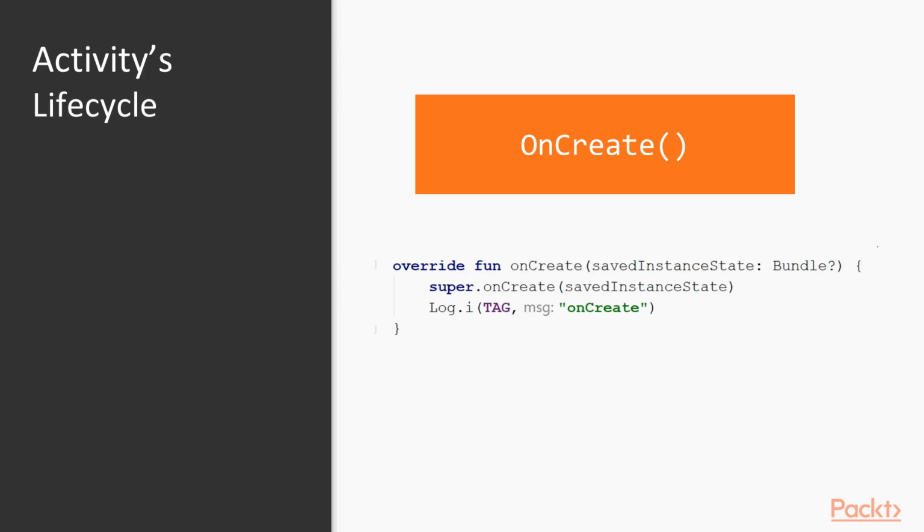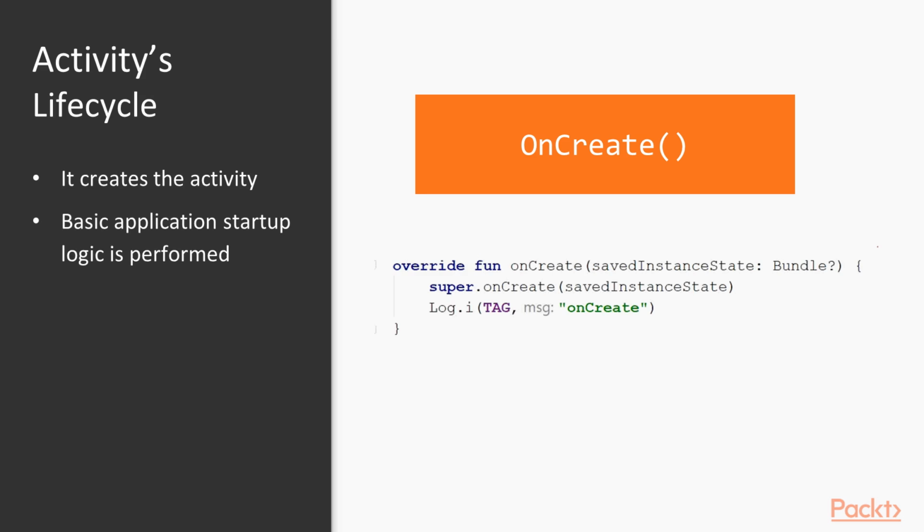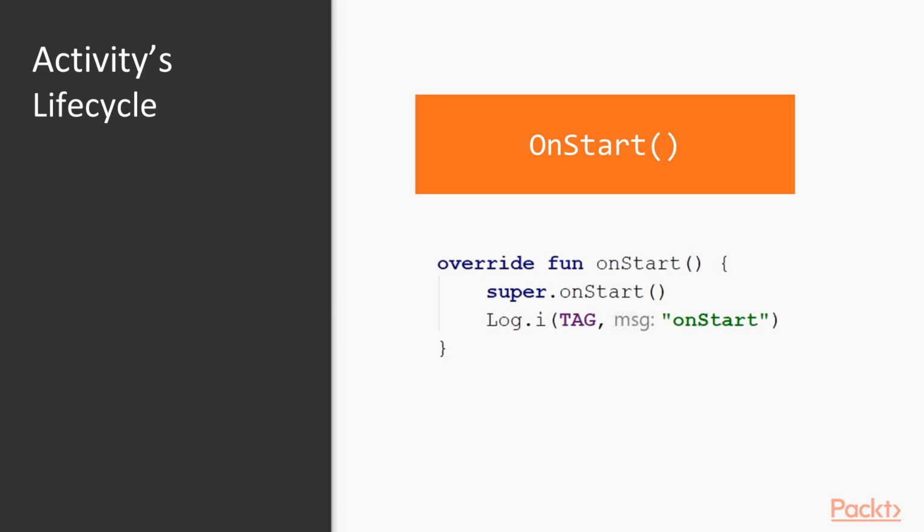The onCreate. This callback must be implemented. The system fires the onCreate and creates the activity, and so it enters the created state. In the onCreate method, you perform basic application startup logic that should happen only once for the entire life of the activity.